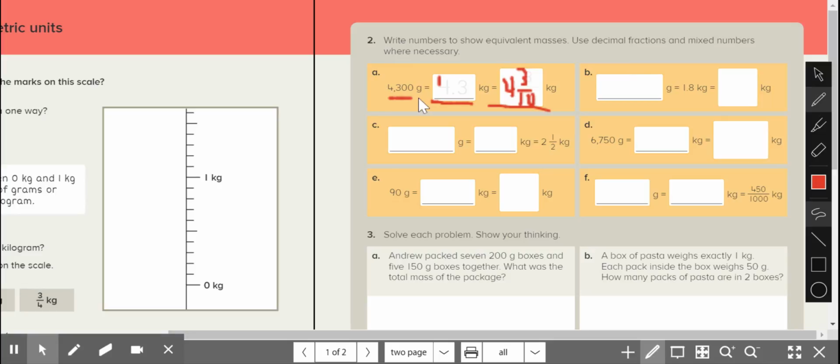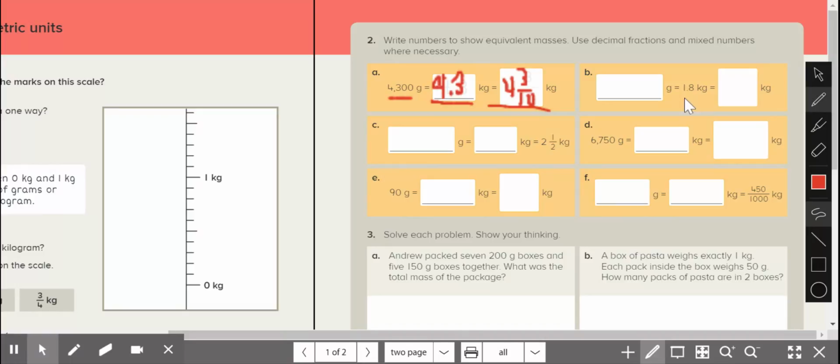So the first one, we're told how many grams there are. To convert this to number of kilograms, we have to think of this in terms of how to convert grams to kilograms. There are 1,000 grams in 1 kilogram. So we'll have to divide the number 1,000 into 4,300. To do that, we end up with 4.3 kilograms, or we could call it 4 3/10 kilograms.